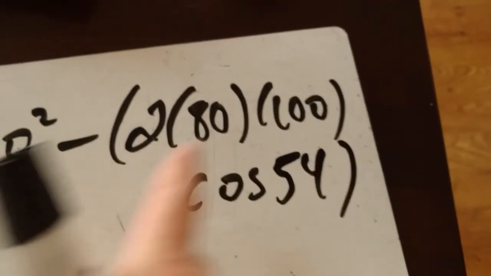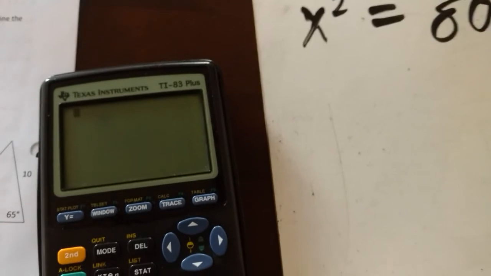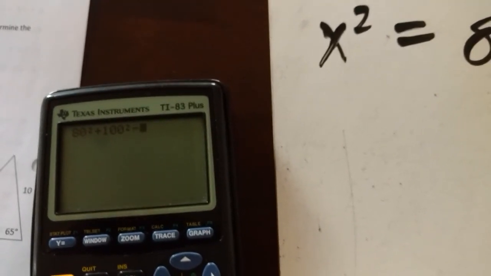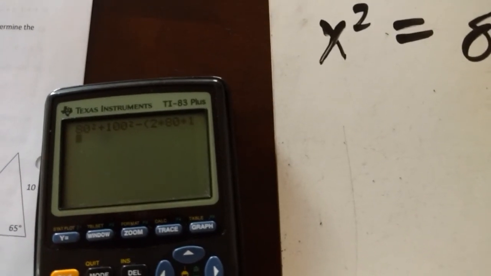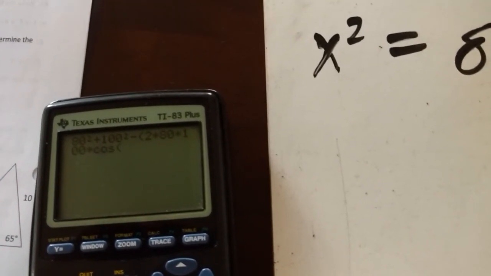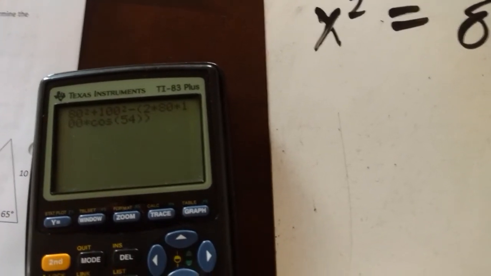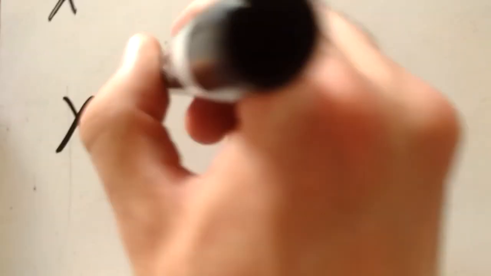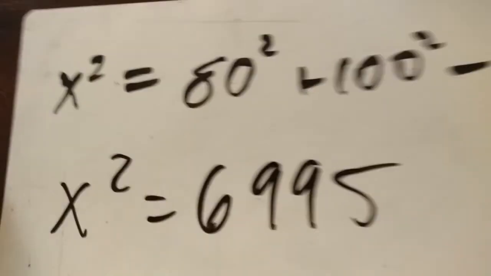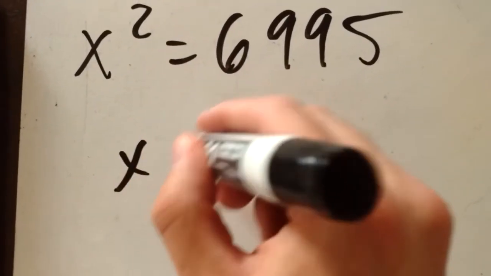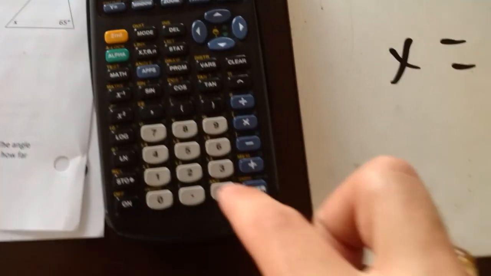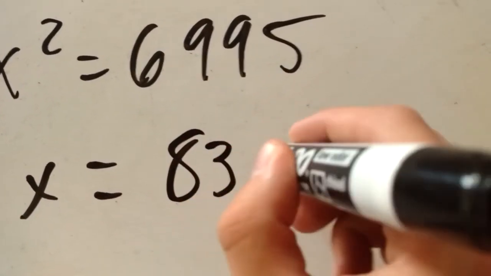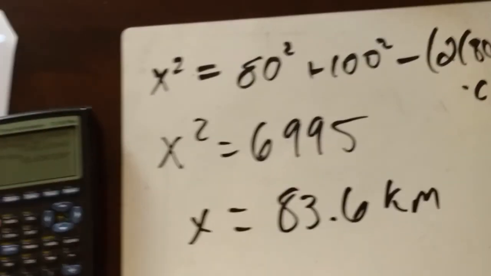Again, like the one I did earlier, put this all in brackets. That makes it easier to put in your calculator. So putting it in your calculator, we'll go 80 squared plus 100 squared minus, in brackets, 2 times 80 times 100 times cosine 54, and close the brackets, equals 6,995. So x squared equals 6,995. But we don't want x squared, we want x, so square root both sides. You square root your answer, you're going to get 83.6. So they are 83.6 kilometers apart.